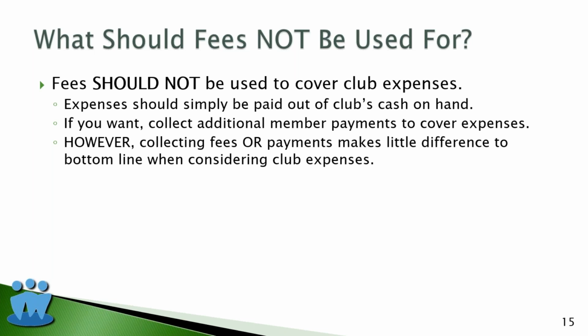If you want to collect additional money from members to cover expenses, just ask them to contribute an extra $50, for instance, in a particular month, and then use that money, record it as a member payment. In other words, it purchases units. But at the end of the day, whether you collect additional money for expenses or you don't, it's not going to have a big impact on your bottom line. Money is still coming in and the money is still going out.